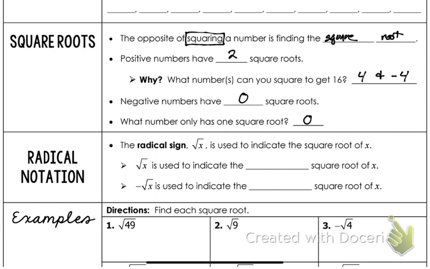All right, radical notation. The radical sign, square root of x, is used to indicate the square root of x. This square root symbol right here is the one we're using today. If I have just 8, notice there's no sign in front of it. That means we're talking about the positive square root. And don't get bogged down with the positive or negative. I think you'll get just fine with it. If I put a negative in front of it, I want the negative answer of it. So we have our positive and we have our negative.